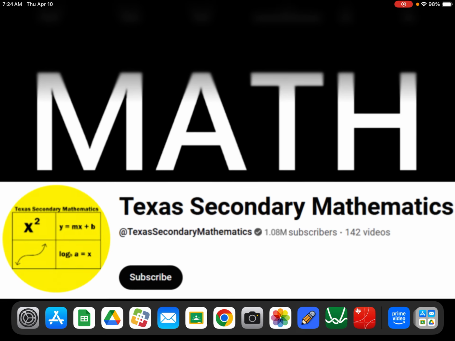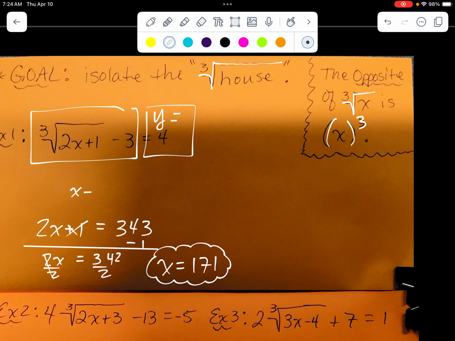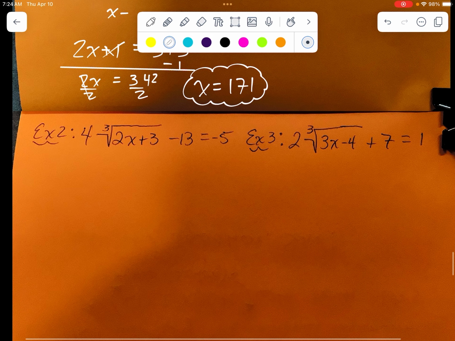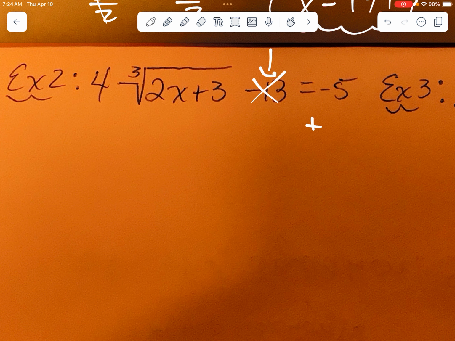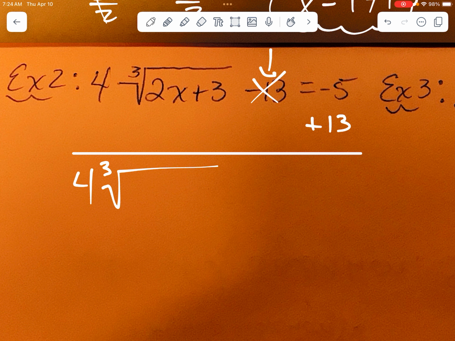Let's take a look at another example here. All right, our goal is to get the house by itself. We're going to start with add and subtract, so we're going to look right here at the minus 13. The opposite, we're going to add 13 to the other side. Bring down what you have left. 4 times the cube root of 2x plus 3 equals negative 5 plus 13, which is positive 8.